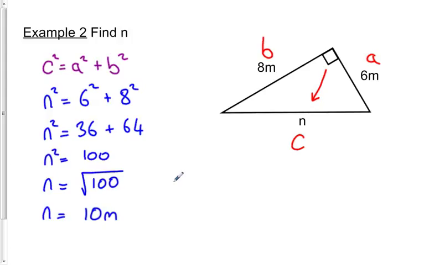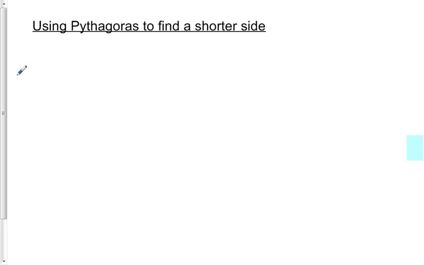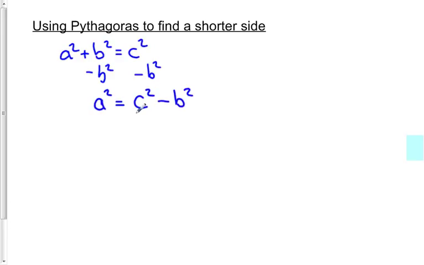Now, finding the longest side is simple enough using our equation c squared equals a squared plus b squared. What we need to move on to, though, is using Pythagoras to find a shorter side. Our formula still holds. We can rearrange it using some of our algebra skills. Now, some teachers teach straight to a rearrangement, where we start with a squared plus b squared equals c squared. So if I take b squared away from both sides, I can get a squared on its own. I can have that a squared is equal to c squared minus b squared.